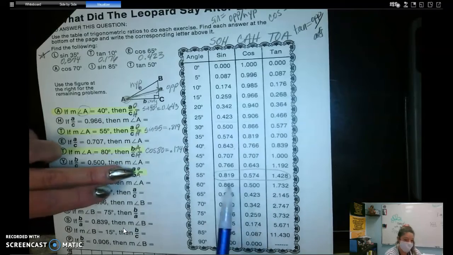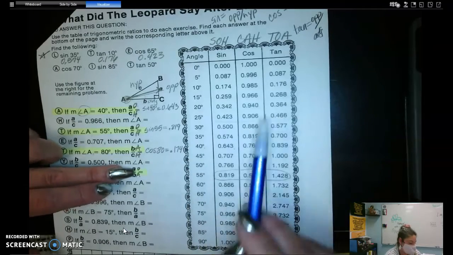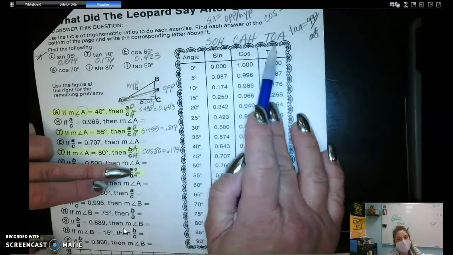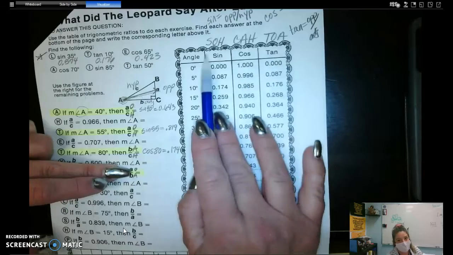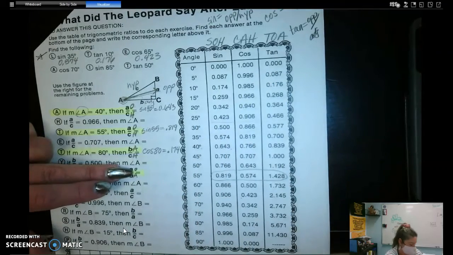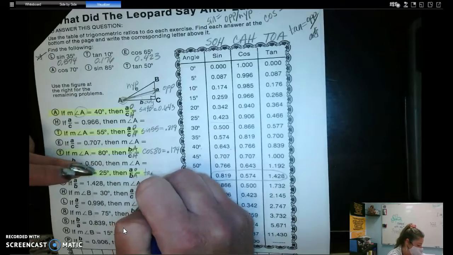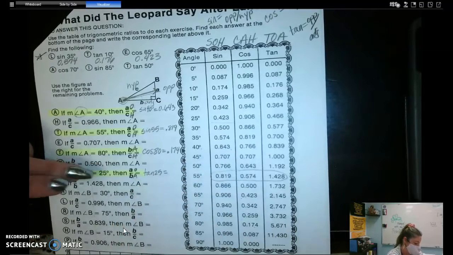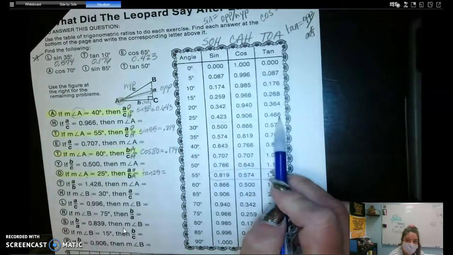And so the trig ratio that has an opposite and adjacent in it is the TOA, right? SOHCAHTOA. SOHCAHTOA in the bathtub, right? TOA, tangent. So we're going to do the tangent of 25 degrees. And so that's going to be the 466 number.